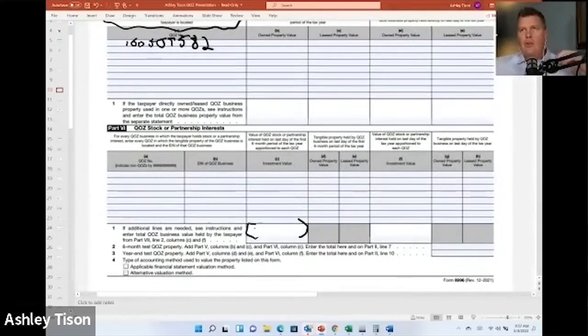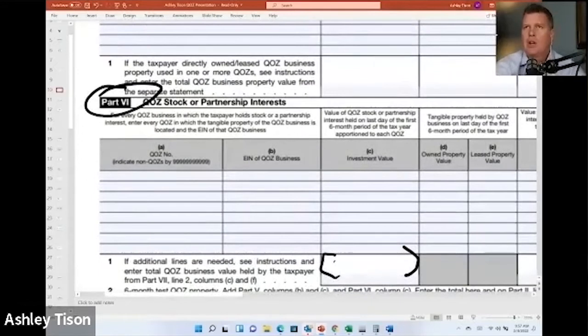Now, if you're like most folks, you've actually invested through a QOZB, not just directly from your QOF, because of the benefits that you get, the 70% test, the 31-month working capital safe harbor. So in that case, we're going to do the same thing down here in part 6. We're going to go to the opportunity zone census tract number, once again, that you're going to pull up from opportunitydb.com/map. You're going to put that census tract number right here. You're going to put the EIN of the Qualified Opportunity Zone business.